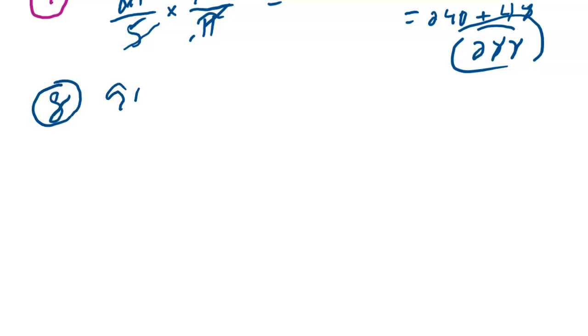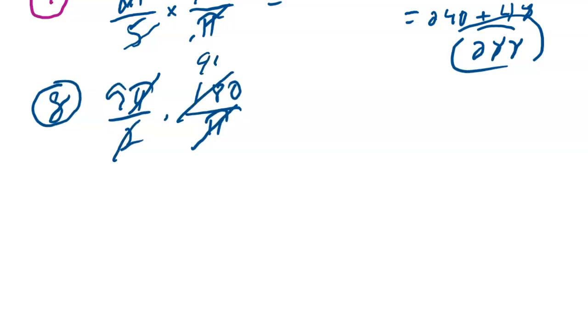Number 8 is 9 pi over 2. Again, we want to get rid of the pi, so we're going to multiply by 180 over pi. Pi's cancel out. This is 90. 9 times 1 is 81, and we'll pick up a 0. I guess these are in degrees.